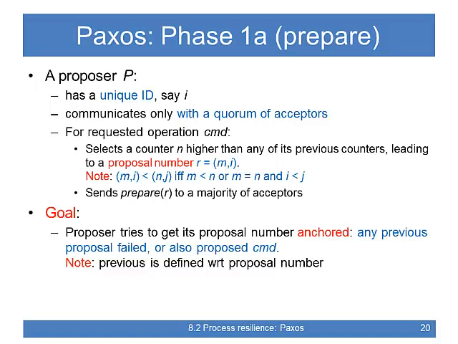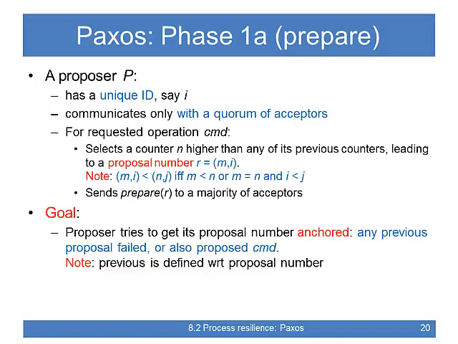And what it does, it sends its proposal number to these acceptors. So far so good, that's easy. Now the goal is that the proposer tries to get its proposal number anchored. It says, okay, I have this proposal number, and I want you, acceptors, to start working with my proposal number. And now the interesting thing is, it really would like to have the acceptors work on its proposal number with the command that it actually proposed.